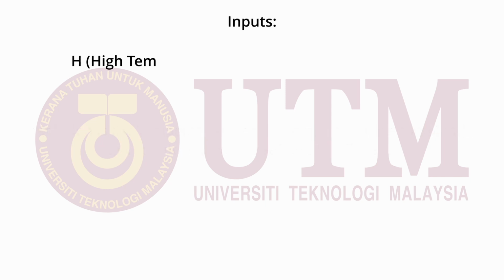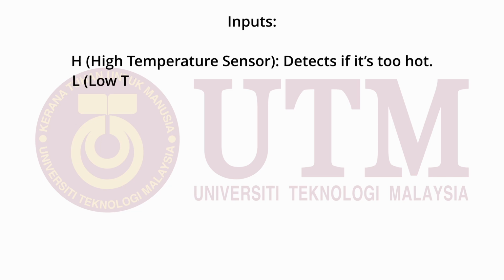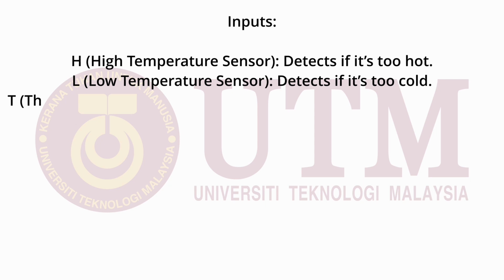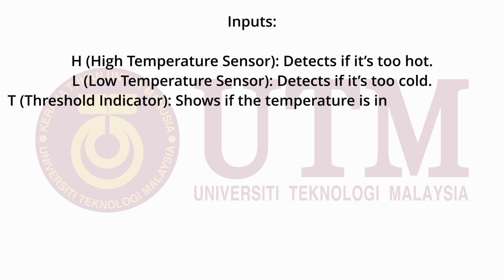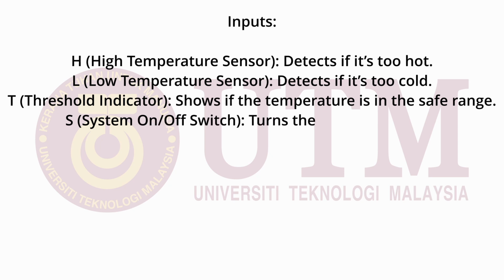Let's learn about our inputs and outputs. Starting with inputs, there are four inputs, which are H, that is the high temperature sensor, which detects if it's too hot. L, that is the low temperature sensor, which detects if it's too cold. T, that is the threshold indicator, which shows if the temperature is in the safe range. S, that is the system on or off switch, which turns the system on or off.